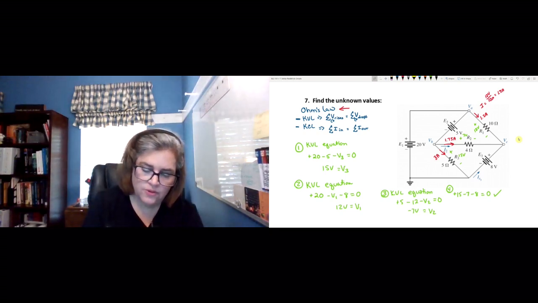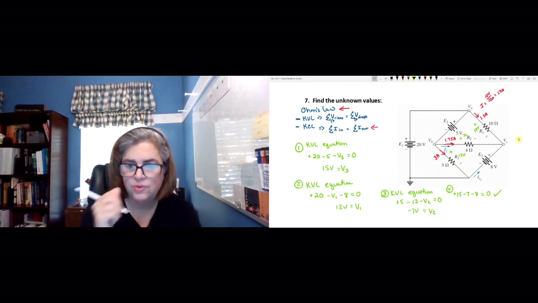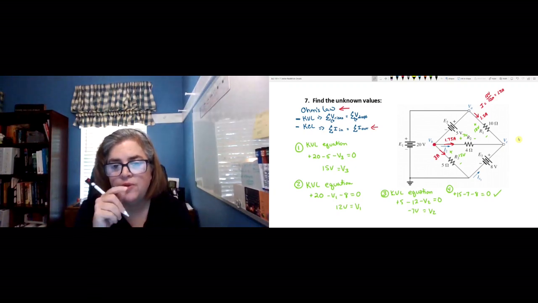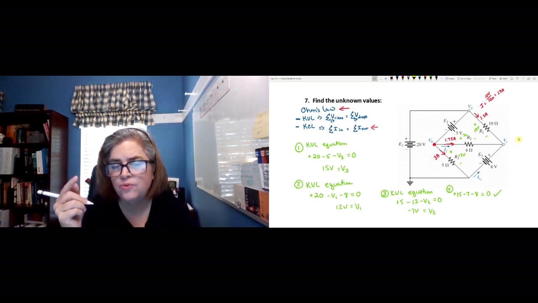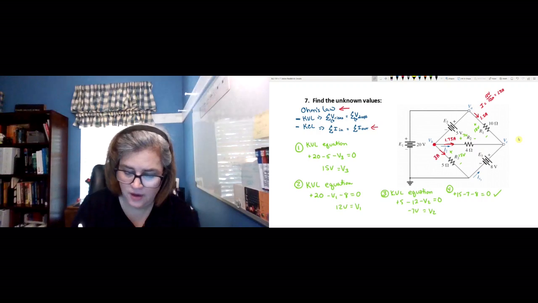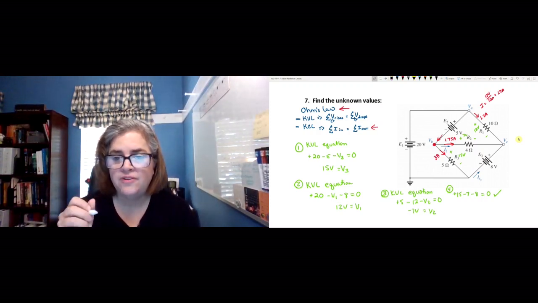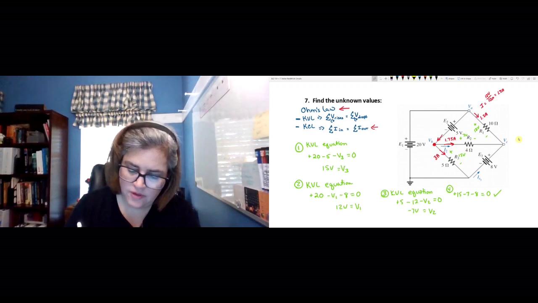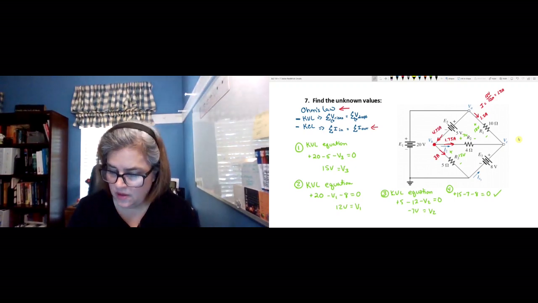And now we're going to use our KCL. So let's look at this node B, where we've got 3 amps leaving through R3, 1.75 leaving through R2. So we must have some current coming in from here because we have no current coming in anywhere else. And it must be 4.75 amps of current. Okay, if that's true, let's go on to this one.